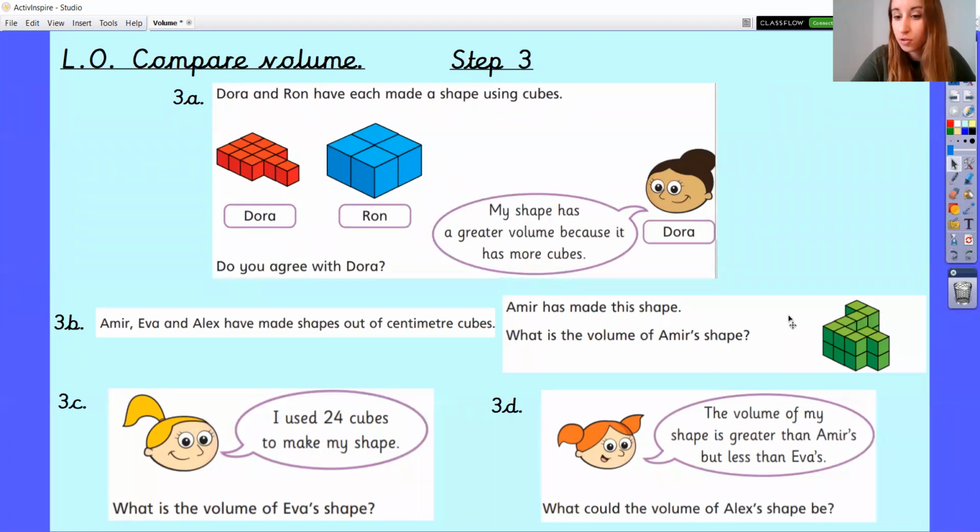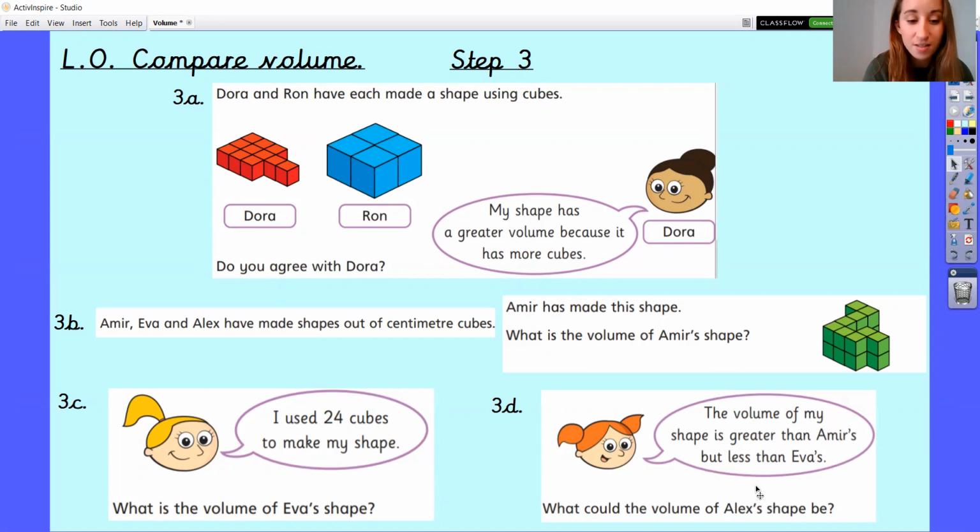Eva's made a shape, but they're not showing us Eva's, she's describing it. She says, I use 24 cubes to make my shape. What is the volume of Eva's shape? And then lastly, we've got Alex's shape, and she's describing it to you as well. She says, the volume of my shape is greater than Amir's, but less than Eva's. What could the volume of Alex's shape be?